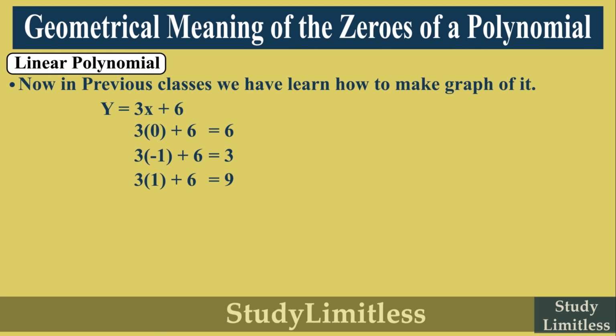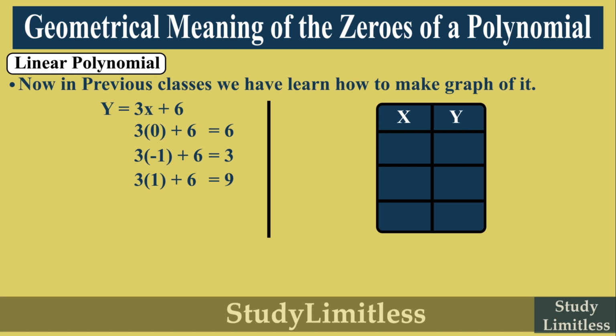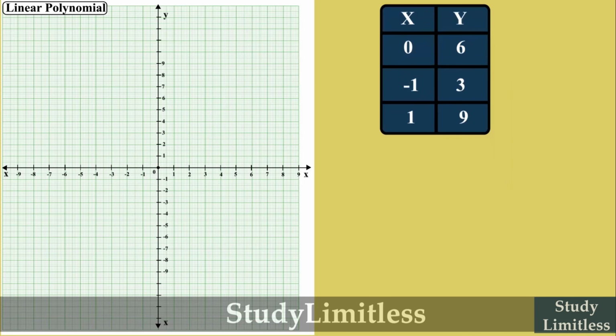So we get this table of x and y. In x we have 0, minus 1 and 1. In y we get 6, 3, 9. According to this table, we take a graph paper and place these points on the graph. First point is (0, 6). Second point is (minus 1, 3). Third point is (1, 9).